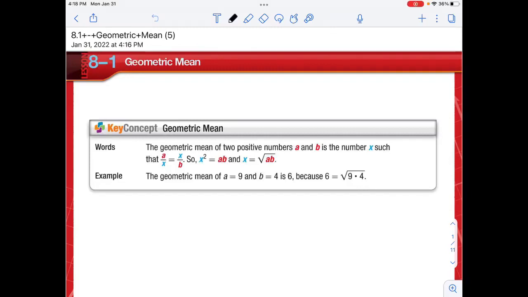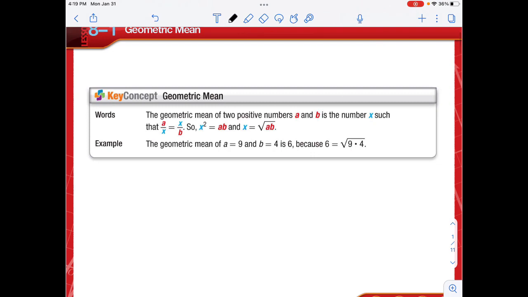Hello all, today we are going to be learning about 8.1 geometric mean. The geometric mean of two positive numbers a and b is the number x such that you can set up this proportion, and basically it solves so that you just end up multiplying two numbers and then taking the square root of them. In a normal mean, you would add the numbers and then divide by how many numbers there are.